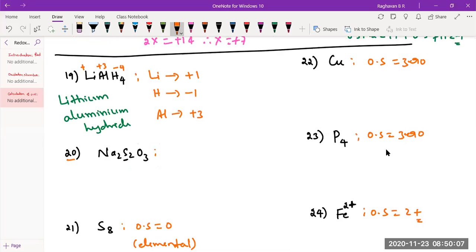What is the oxidation state of sulfur here? +2, huh? Yes, sir. That means you have calculated like this. This is 2 Na plus, so 2 into +1 plus sulfur is 2x plus 3 into -2 must be equal to 0. So 2 plus 2x minus 6 is equal to 0. 2x is equal to 4. X is equal to 2. This is the way?